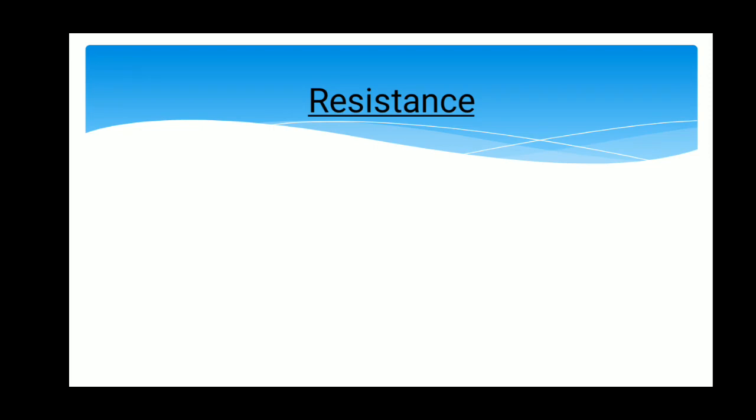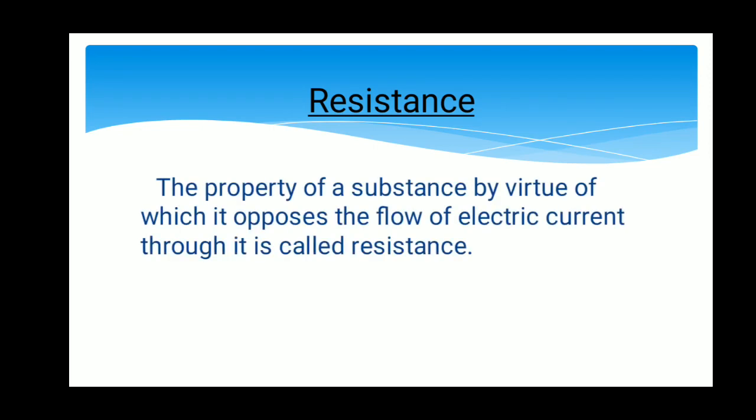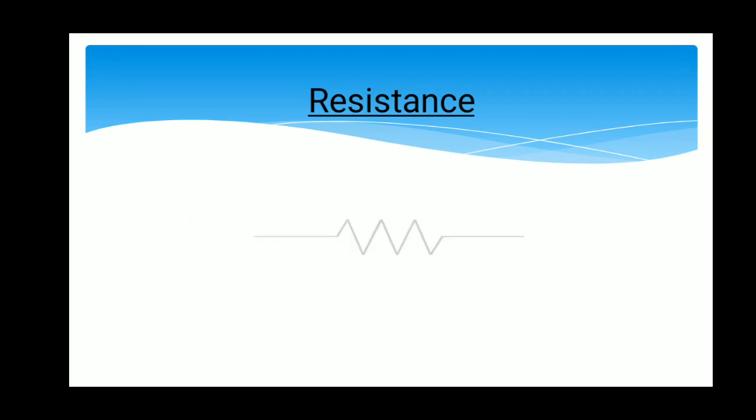Resistance. The property of a substance by virtue of which it opposes the flow of electric current through it is called resistance. One thing you should know is that resistance is the property of a resistor, and a resistor is a device. This is the symbol of resistance.